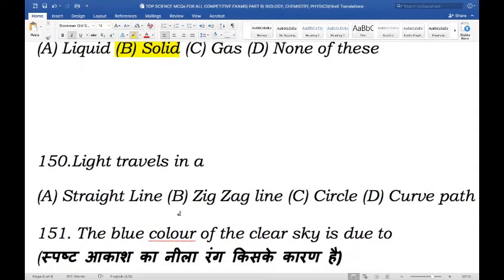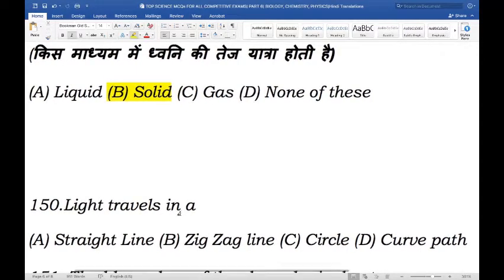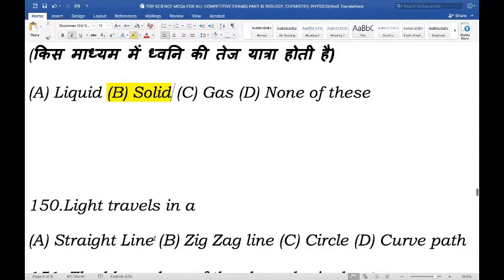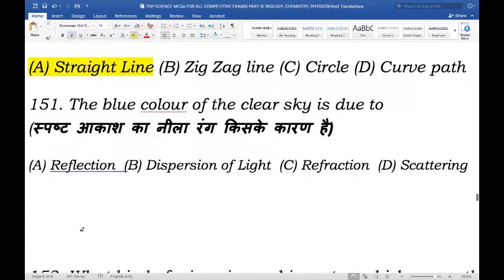Question number 150. Light travels in, is it A. straight line, B. zigzag line, C. circle, or D. curved path? So light travels in a straight line, in a straight motion. Electromagnetic wave or light travels in a straight line.